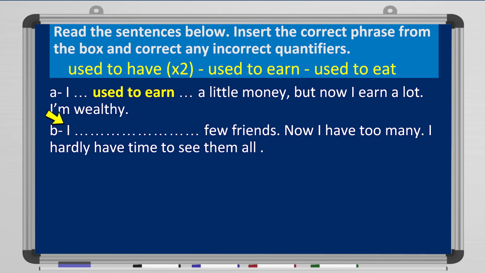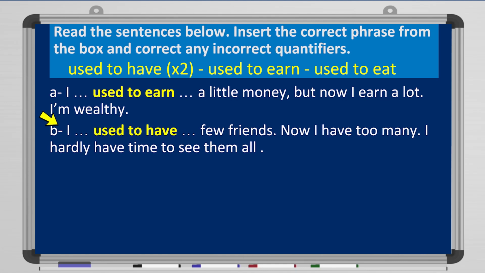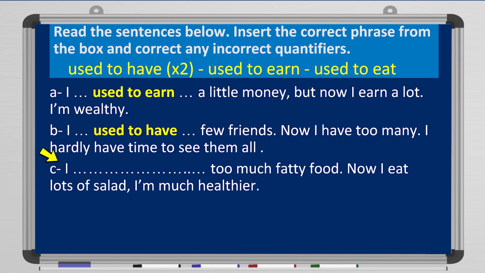The trick is in the answer. The answer is in the question. There is no trick here. Just try to find it. I ___ a few friends. Now I have too many. So obviously, we're going to be using I used to have. See? Have and have.